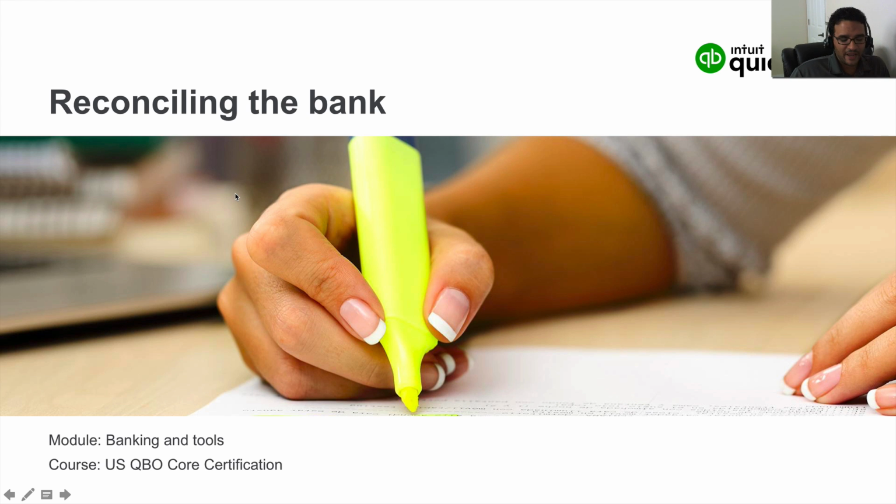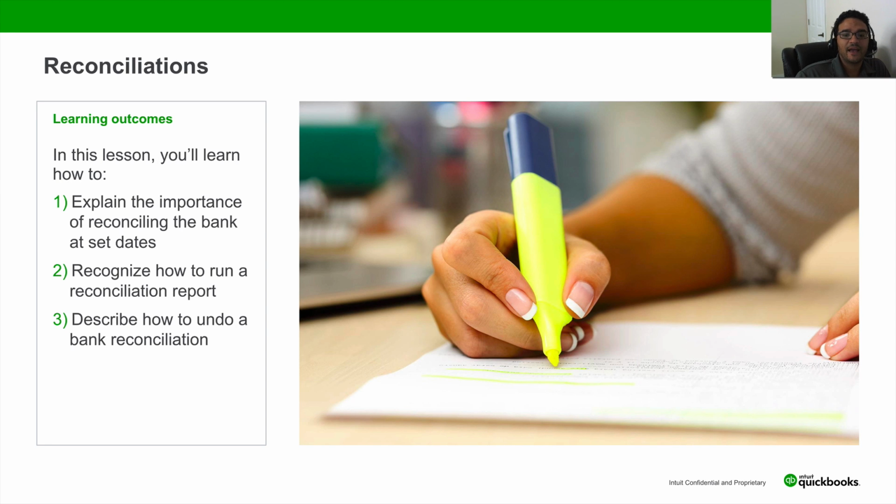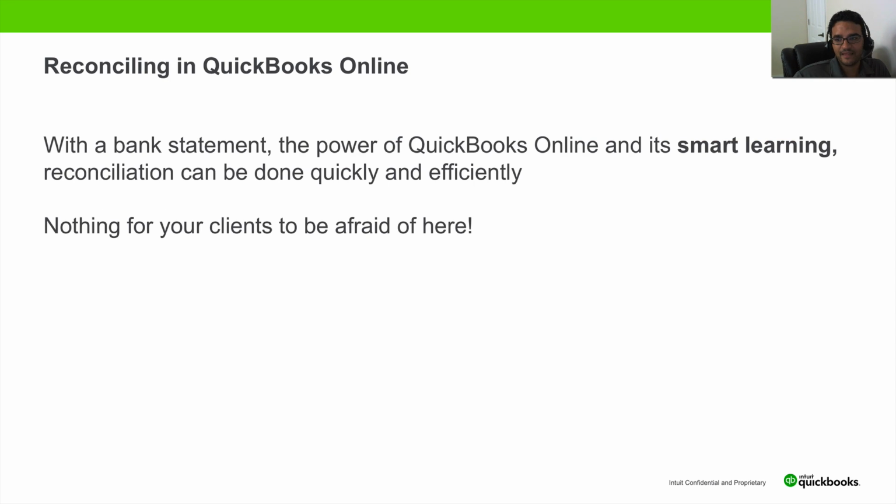Last piece is reconciling the bank. So after we download all the transactions from QuickBooks, we add new transactions, match existing transactions, whether it was done through the rules or manually choosing the category each time. The idea is that we reconcile the bank to make sure that all the debits and all the credits that are inside QuickBooks match what's on the bank statement.